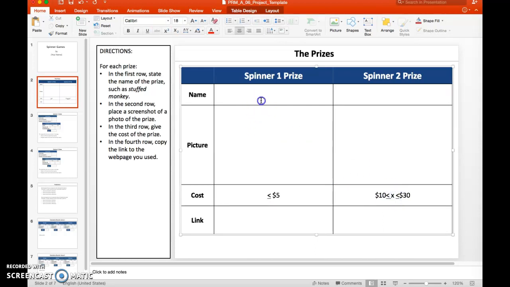Again, a hat, a gift card. Copy and paste pictures. You guys know how to do that. You guys love pictures. Copy and paste a link. Again, not a big deal here. Once you have this set up, it's pretty simple.